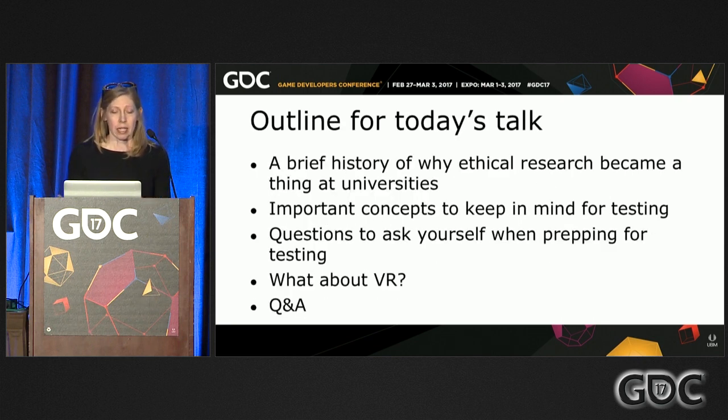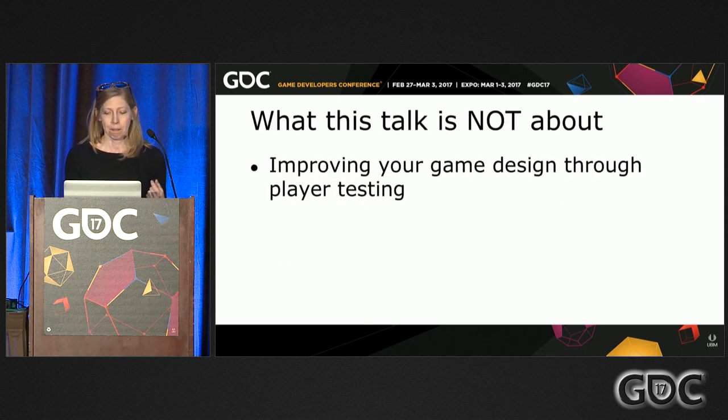So what I want to do during this time is give you, and I wasn't going to include the first point, but the track administrator said, we really want a history of how this evolves. So I was like, okay. So you're going to get a very short history of why, for example, universities require researchers to go through ethics training and get ethics approval for their projects. Usually, of course, it's because somebody messed it up for you. I'm going to talk about some important concepts to keep in mind for testing, some questions to ask yourself when prepping for testing. I have a short section on VR because it's just becoming more and more of an important thing to think about, and hopefully we'll have about 10 minutes for Q&A at the end.